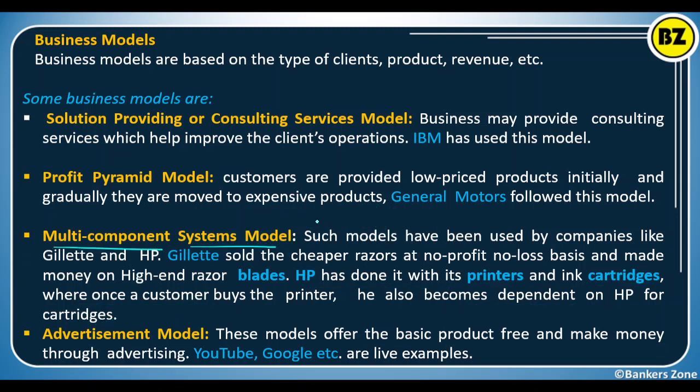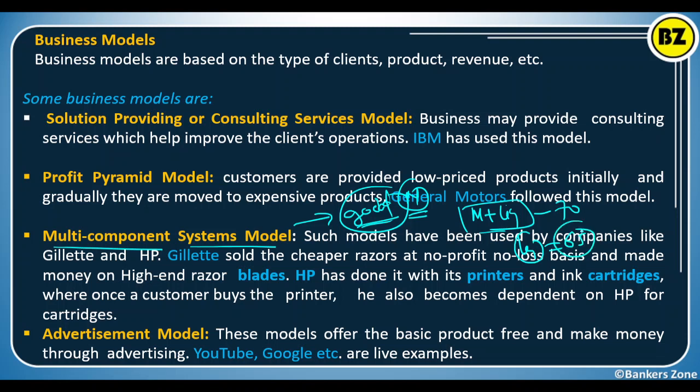Here, for example, you are familiar with Good Knight. You are purchasing Good Knight, right? Anti-mosquito. So if you purchase the Good Knight machine, you will see that machine plus liquid costs around 70 rupees, right? But if you purchase only the liquid, it will cost around 65.